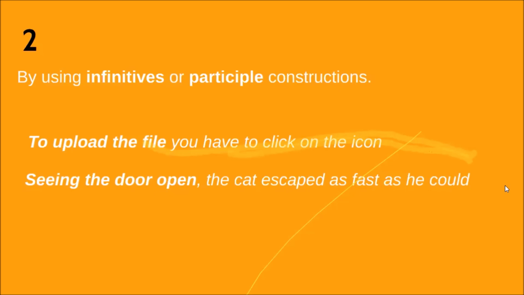And in the second example, having seen the door open, the cat escaped as fast as he could. In this case, we have a present participle or an -ing form. Again, this is not a tense. It doesn't have a subject. It's not affected by person. So this is an non-finite clause.